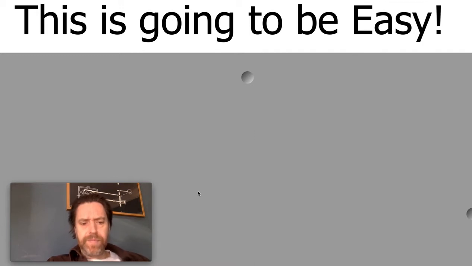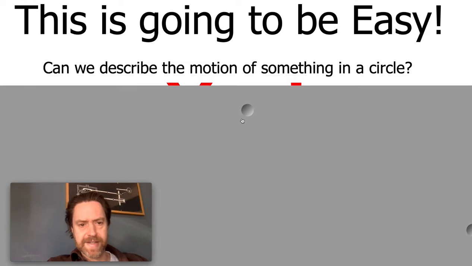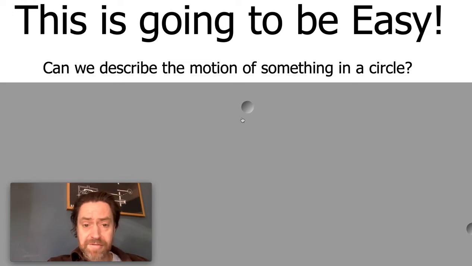Now, normally in class people get a bit worried at this stage. Some people have heard of simple harmonic motion, so this is my little bit to gee us up. This is going to be easy. Why is it going to be easy? Can we describe the motion of something in a circle?